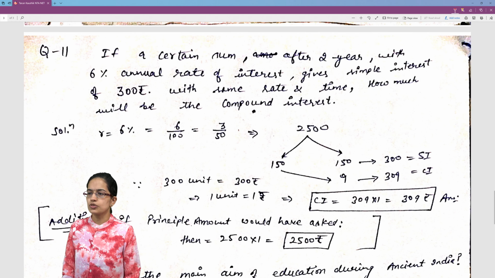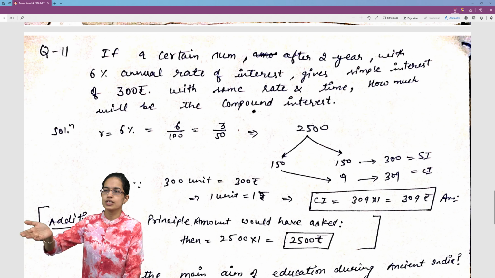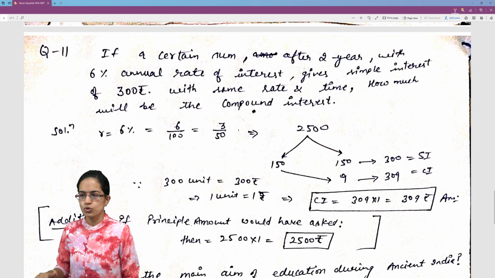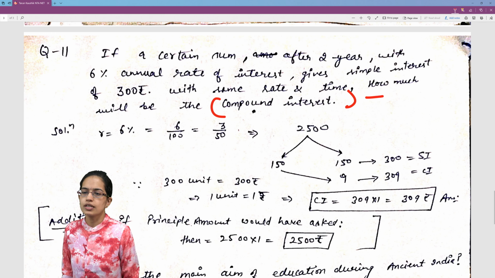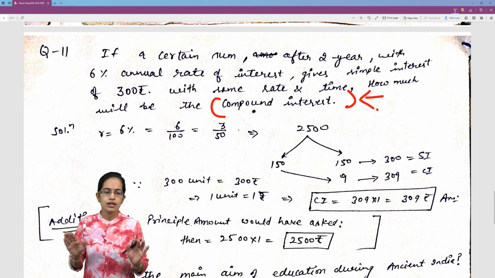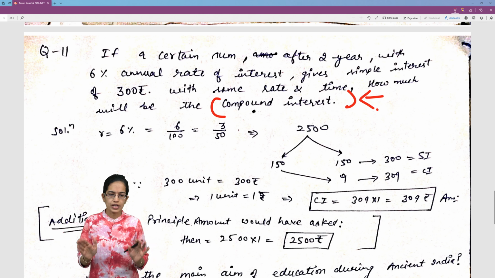The next kind of questions were: a certain sum after 2 years at a certain rate becomes so and so, so you have to find out the compound interest. There were very basic questions regarding compound interest and simple interest in most of the sets. So that's something you must go through.